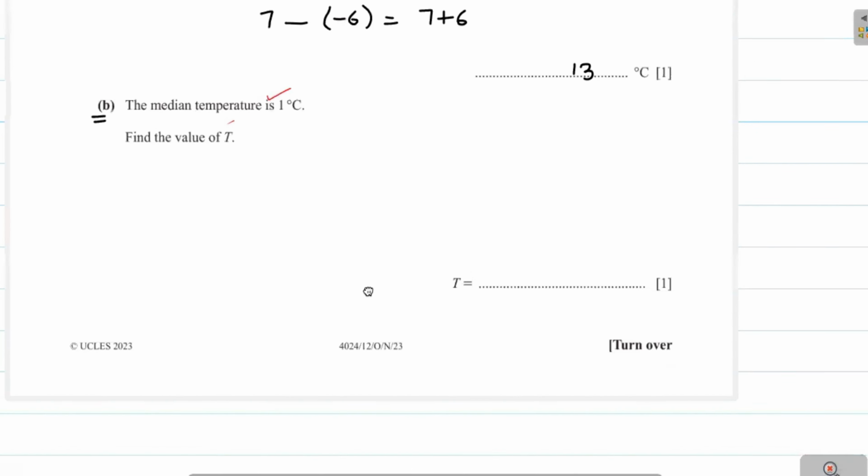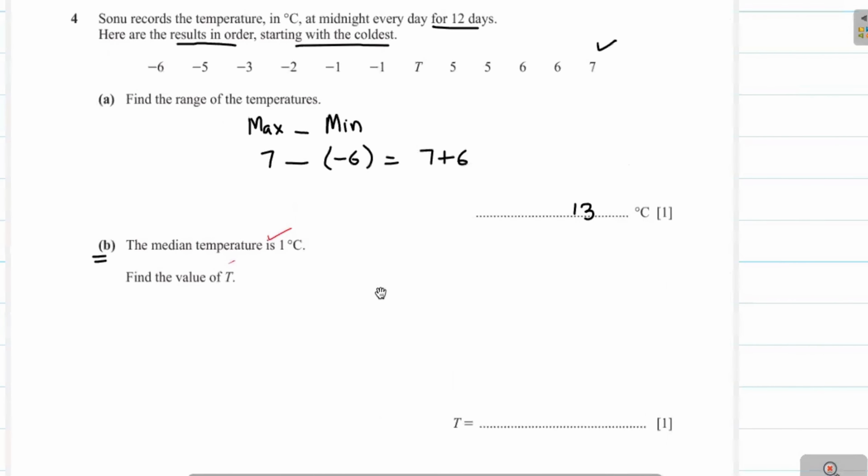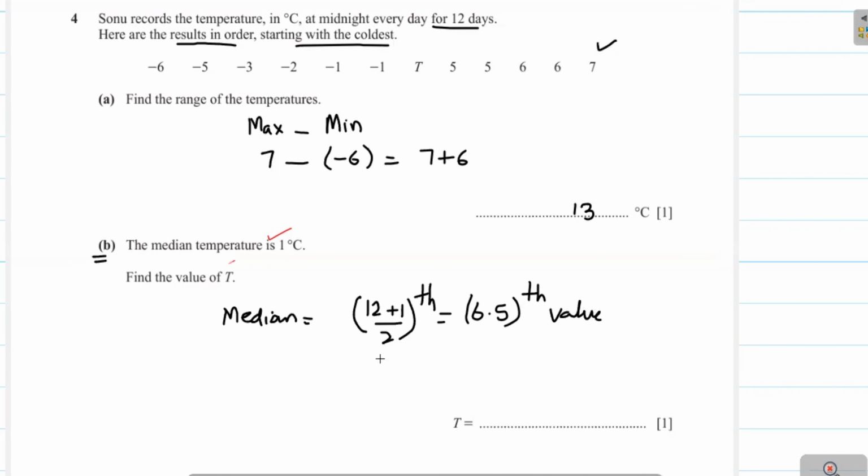In part B, the median temperature is 1 degree centigrade. Find the value of T. The median is the middle value of the data. In this data, 12 days of temperature are given. Therefore, the median is the middle value, that will be equal to (12 plus 1) over 2, and that is equal to 6.5th value. And this is the average of the 6th and 7th values.